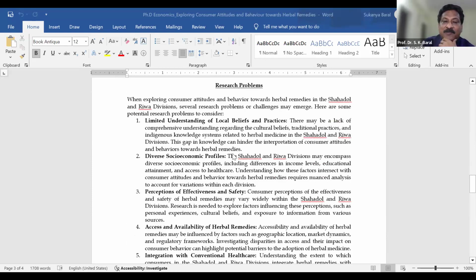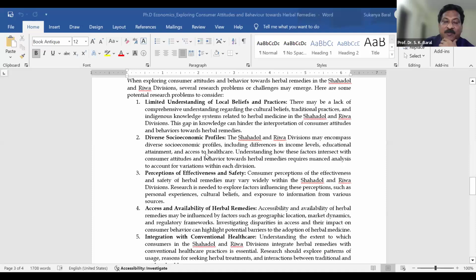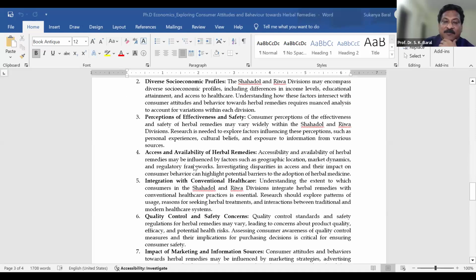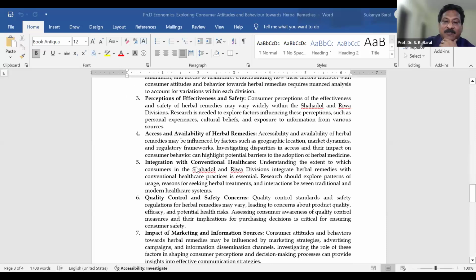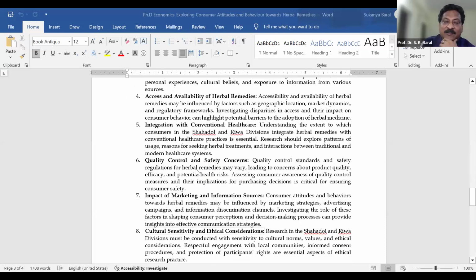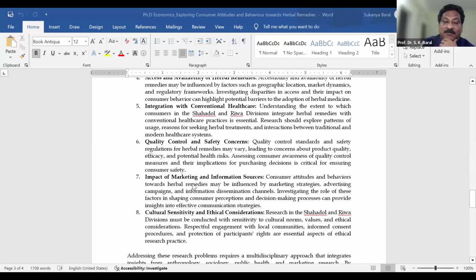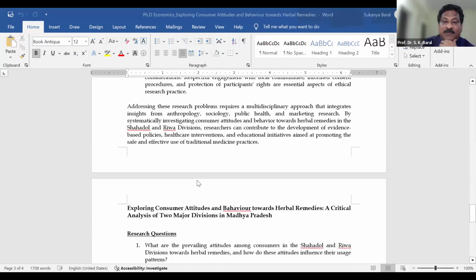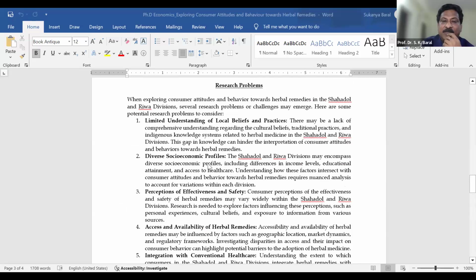Limited understanding of local beliefs and practices, diverse socioeconomic profiles, perception of effectiveness and safety, access and availability of herbal remedies, integration with conventional healthcare, quality control and safety concerns, impact of marketing and information sources, then cultural sensitivity and ethical considerations. I have taken these here because researchers can contribute to the development of evidence-based policies, healthcare interventions, and educational initiatives through this kind of research problems.